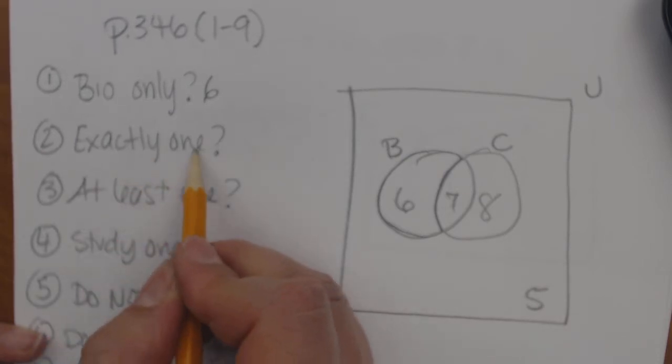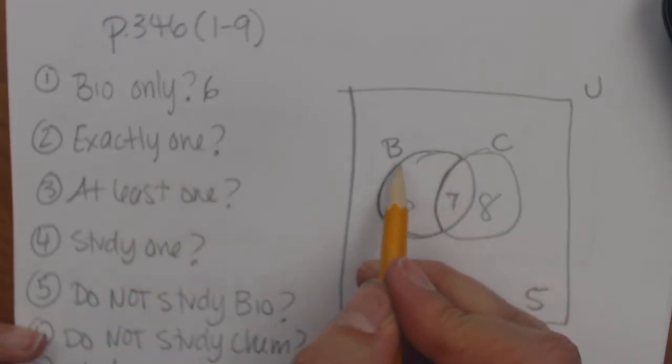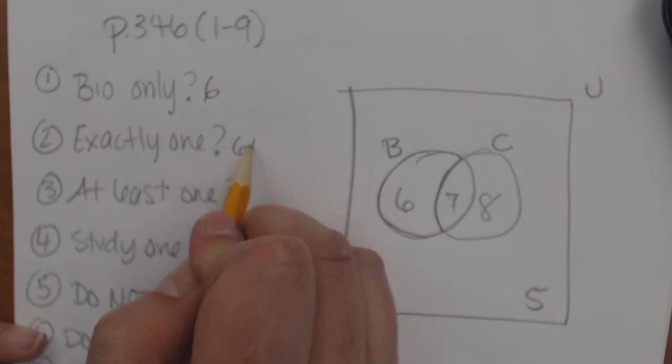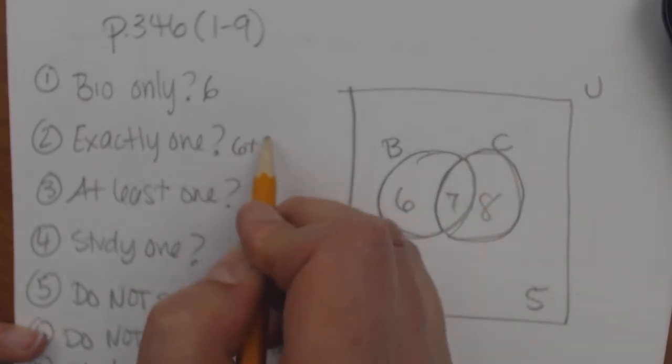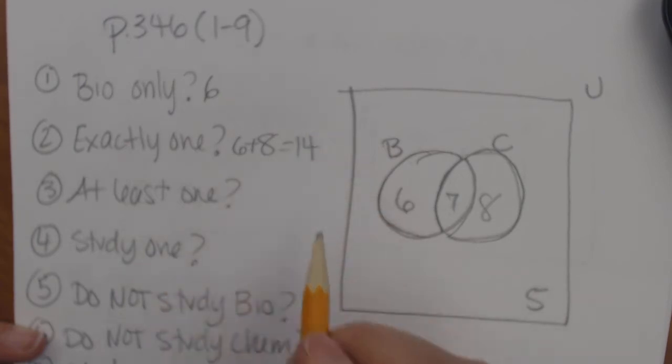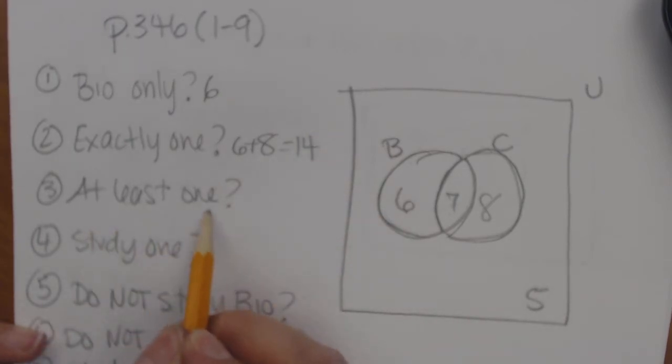Now we need exactly 1. So, well, exactly 1, these 6 students just study biology, and these 8 students here just study chemistry, so 6 plus 8 is 14.